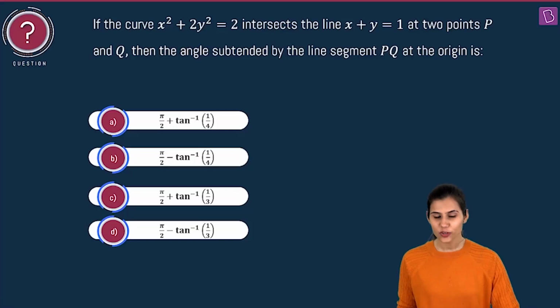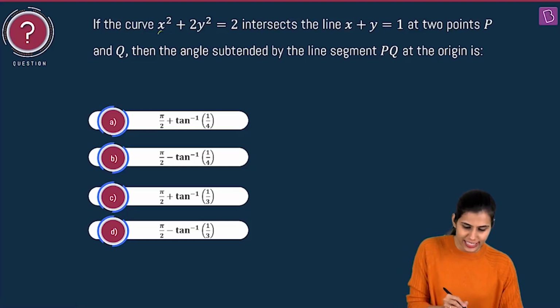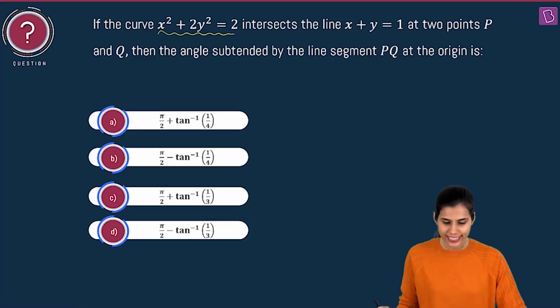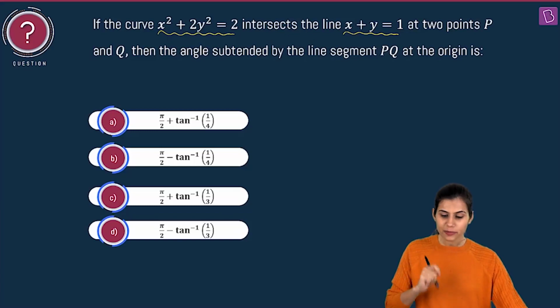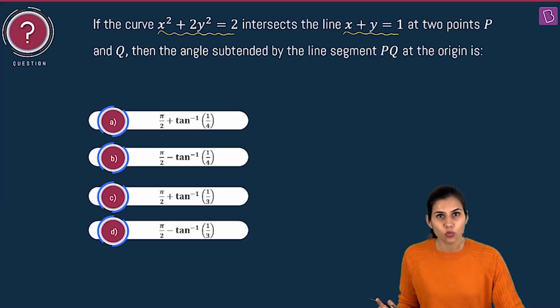Let's check out this wonderful question. It is saying that there is this curve, which is of second degree, you can see, intersecting the line x plus y equals 1 at 2 points P and Q. Then the angle subtended by the line segment PQ at origin is what?